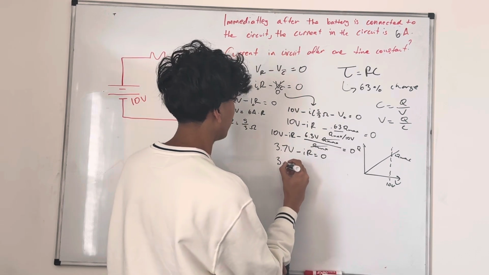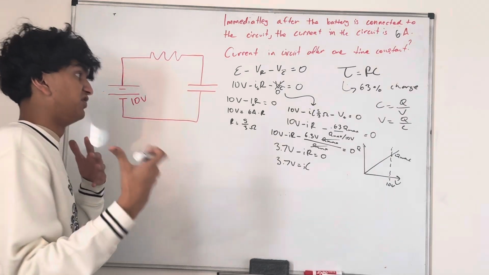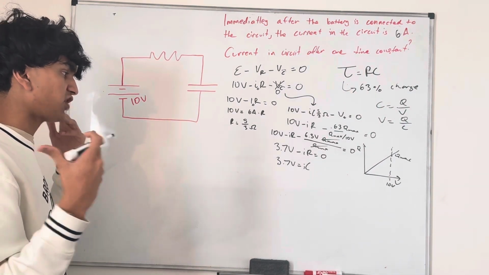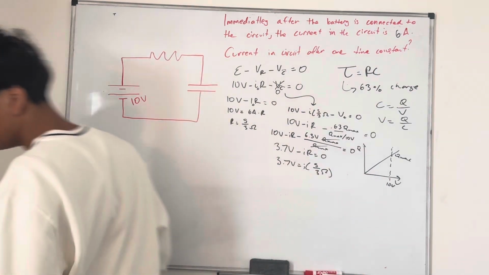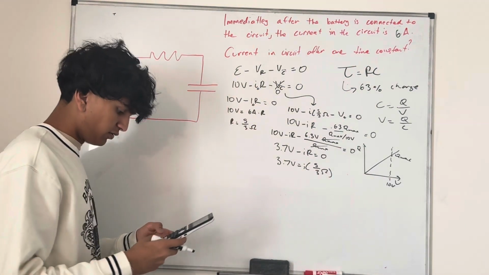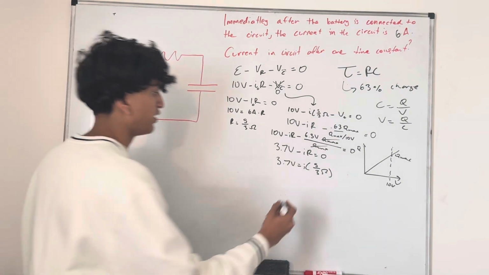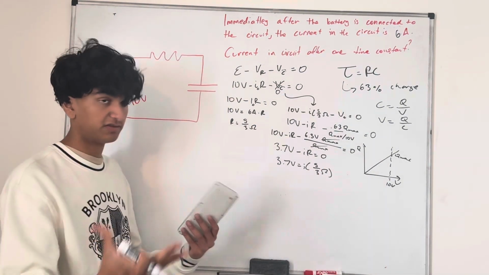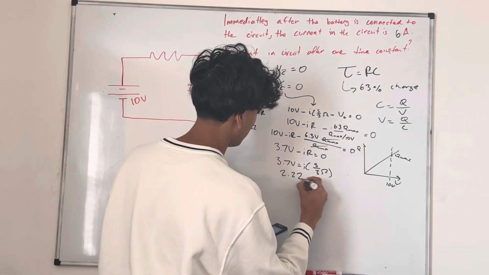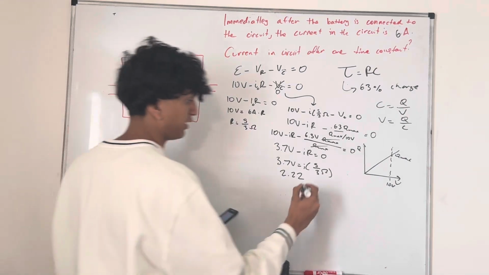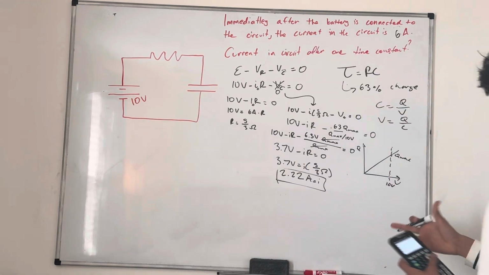And now this is really a piece of cake, because I times the resistance, which is 5/3 ohms. I'm going to use my calculator. 3.7 times 3 divided by 5, you get the current after one time constant, because that's what we're doing, is equal to 2.22 amps. So there you go.